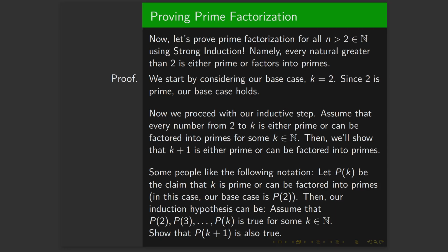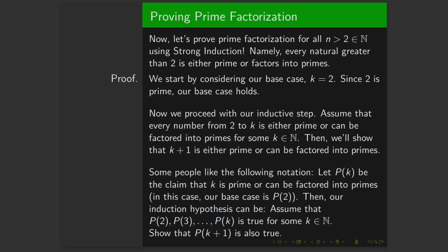Assume that every number from 2 to k is either prime or can be factored into primes. What other people like to do is use this thing like P of k. So let P of k be the claim that k is prime or can be factored into primes. In this case, our base case would be that P of 2 is actually true. The inductive hypothesis can be simplified to: assume P2, P3, all the way up to Pk is true, and show that P of k plus 1 is true.